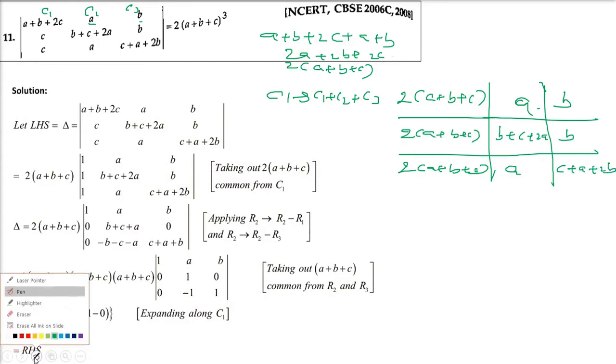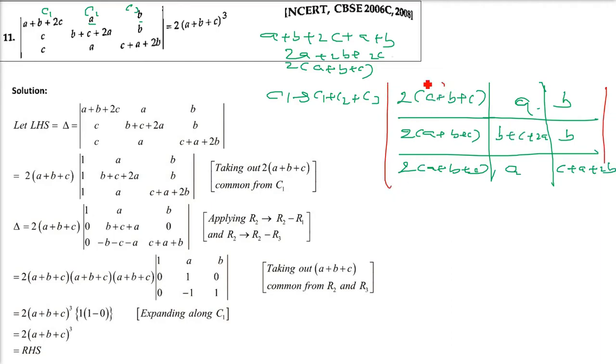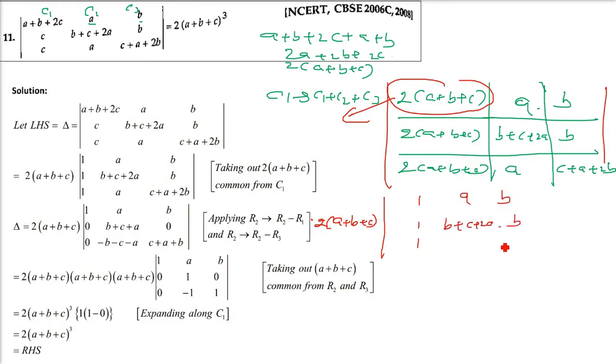So what do we do here? We will take twice of A plus B plus C common from here. It will be easier for us. What do you get inside? 1, 1, 1, then 1, A, B, then B plus C plus 2A, B, and then C plus A plus 2B. Okay. Now you don't have to worry about anything else, you just make 2 zeros. When we have a whole column or a row as 1, just try to make them 0. 2 zeros you will get.